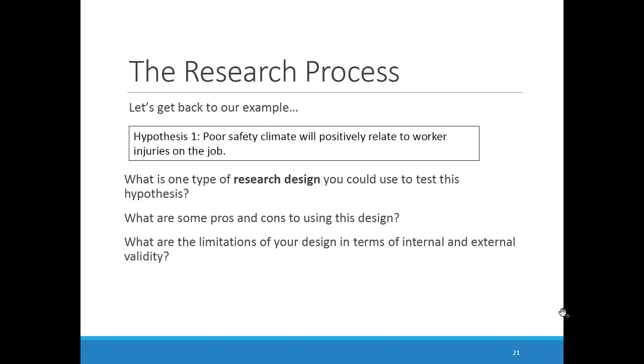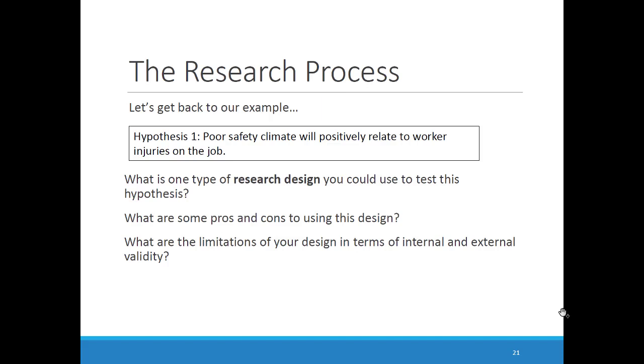So let's get back to our example. Hypothesis 1 is that poor safety climate will positively relate to worker injuries on the job. And you may pause the video if you want, but you can think about one type of research design that you could use to test this hypothesis. Would you use an experimental design? Would you use a non-experimental design? If you chose an experimental design, really think it through. So do you think you could possibly manipulate safety climate?